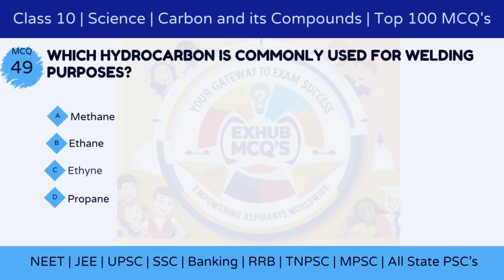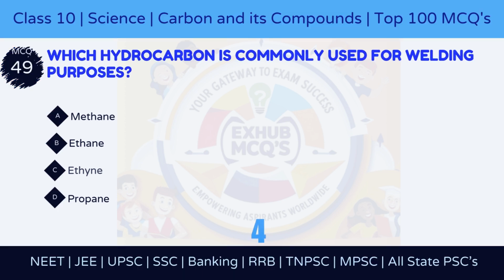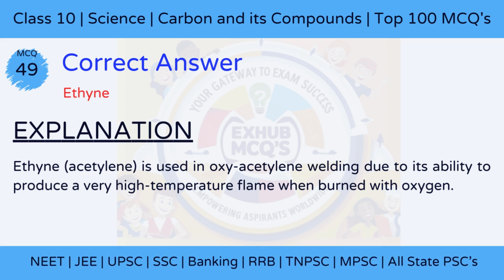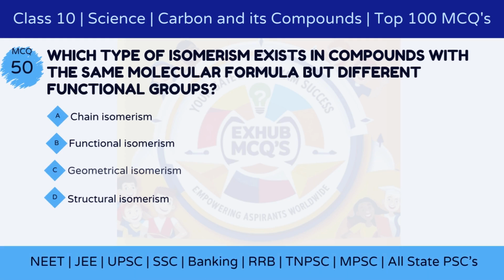MCQ 49. Which hydrocarbon is commonly used for welding purposes? Option A, methane. Option B, ethane. Option C, ethyne. Option D, propane. The correct answer is option C, ethyne. Explanation: acetylene is used in oxyacetylene welding due to its ability to produce a very high temperature flame when burned with oxygen.